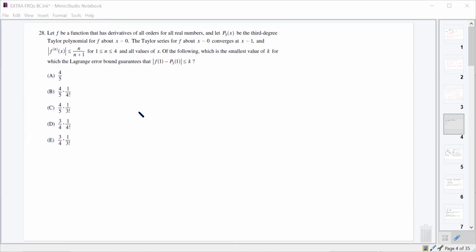All right, I'm looking at this one, right? So let's read through. We got f that has derivatives of all orders for all real numbers. P3 is our third degree Taylor polynomial for f about x equals 0. We know that the Taylor series for f at 0 converges at 1. And we know that the nth derivative of f is always less than or equal to n over n plus 1 between 1 and 4, and all values of x as well.